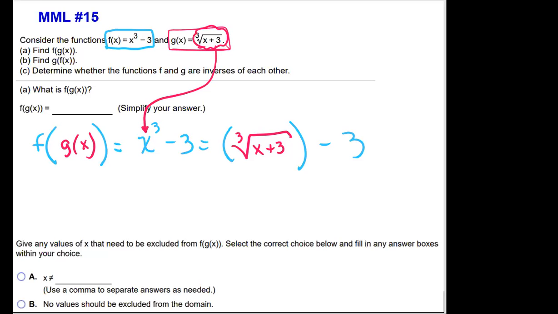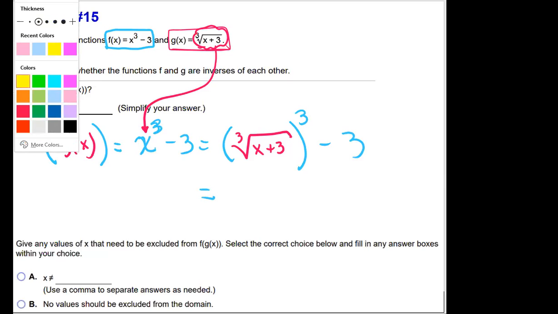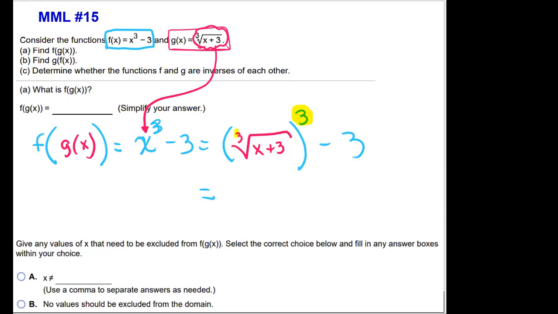Oh, whoops, forgot my cubed. This was x cubed, so now it's all this junk cubed. And if you cube a cubed root, they just cancel out. So all you're left with is the x plus 3. And then you still have this minus 3 out here. And then guess what happens? The 3's cancel, so you're left with x. So that's what I'm going to put right here in this box. It equals x.